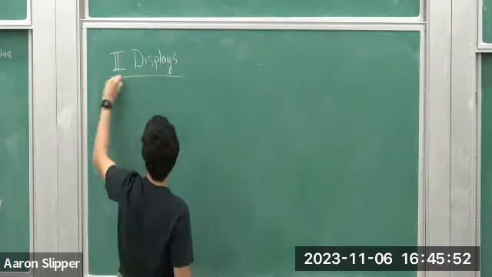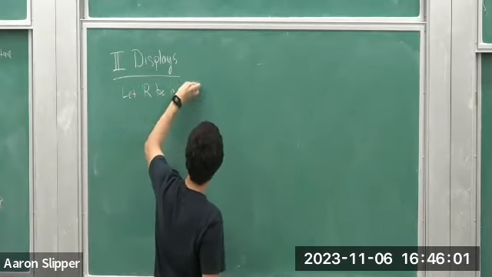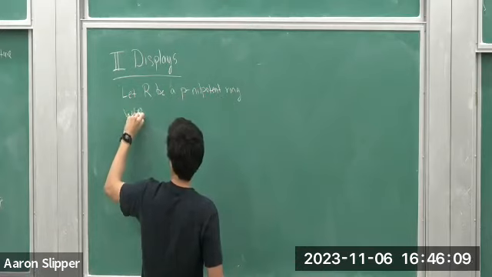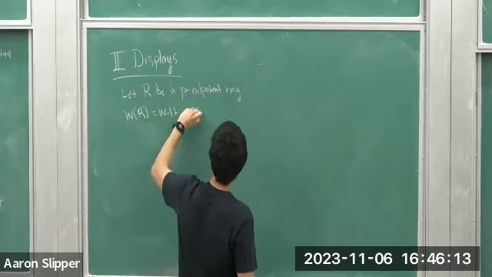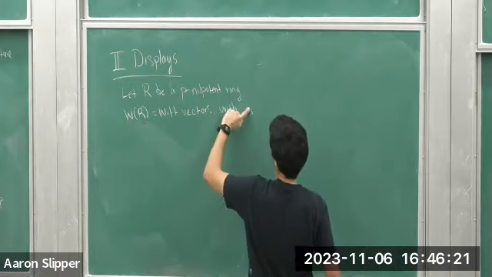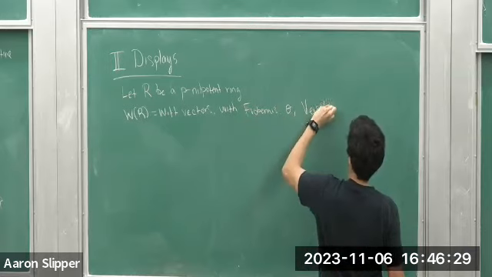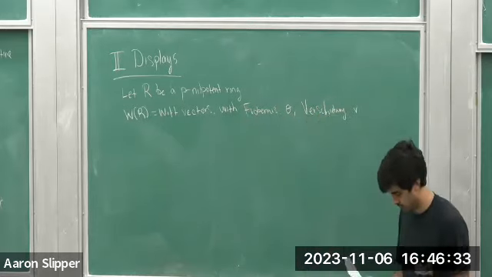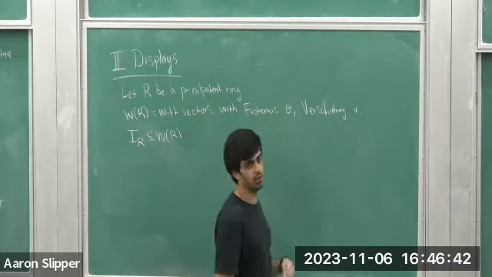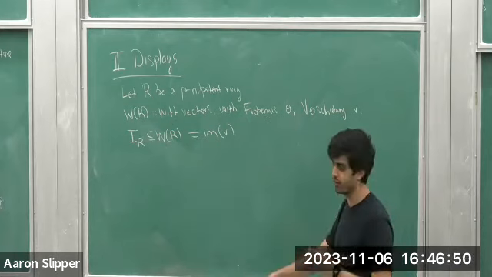Now we'll define displays. So let R be a p-nilpotent ring, and let WR be the Witt vectors of R. Because I'll be using a lot of F's and V's later, I will say with Frobenius sigma, and we will let I_R be the ideal which is the image of V. So the image of V is the same as the kernel of the projection map to the first factor.